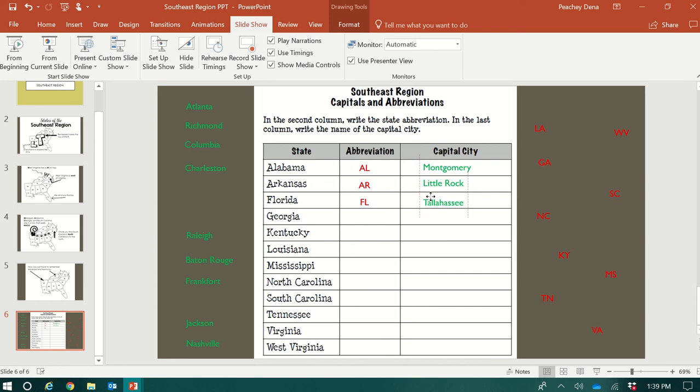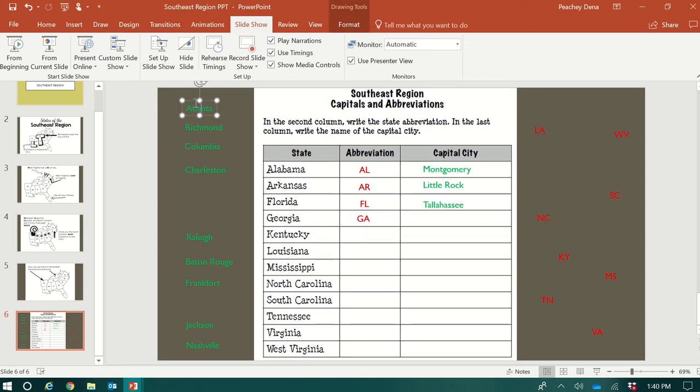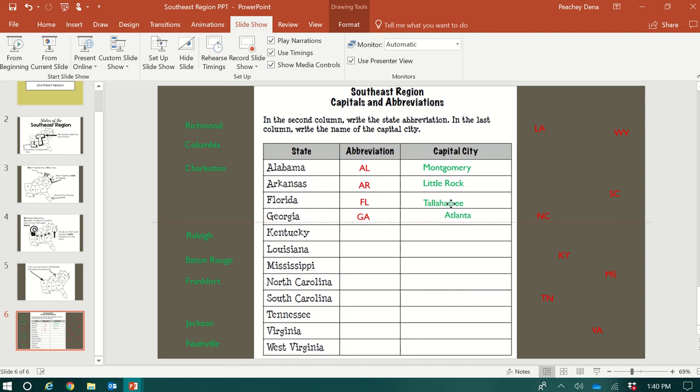Okay, if you said Tallahassee, you are correct. Okay, it's Tallahassee. All right, for Georgia, the abbreviation is a little bit different. Instead of the first two letters, it's the first and last letter. So GA, the first letter in Georgia and the last letter in Georgia. Okay, and then see if you can come up with the capital city for Georgia. You got it? Okay, if you said Atlanta, you are correct. So Atlanta, Georgia.